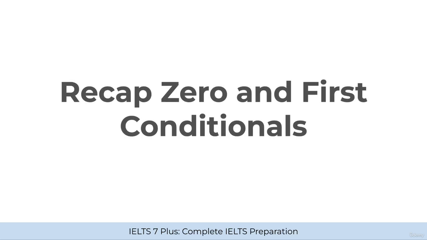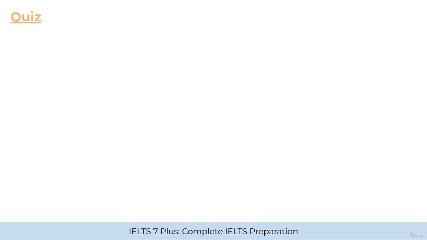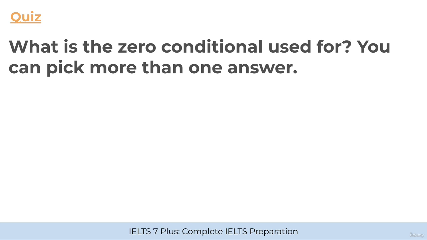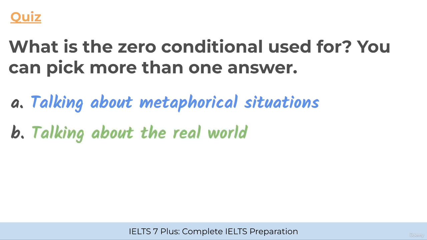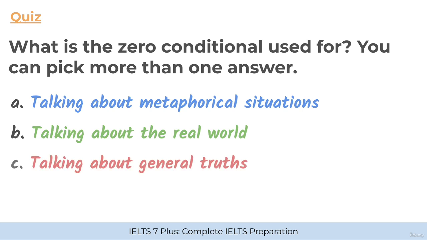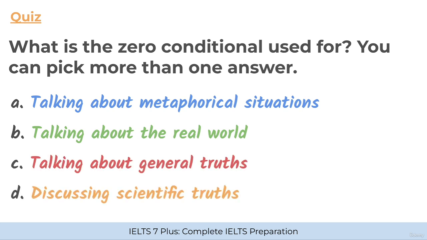Let's get started. So let's recap the zero and first conditionals firstly. We've got a short quiz just to remind ourselves of what they are. So what is the zero conditional used for? And for this one, you can pick more than one answer. Is it A, talking about metaphorical situations? B, talking about the real world? C, talking about general truths? Or D, discussing scientific truths?